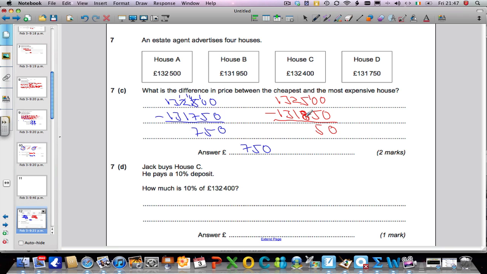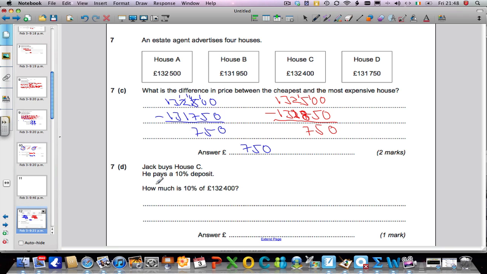Now, 5 take away 8 cannot do, so borrow 1. 15 take away 8 is 7, and I pay it back here. And then you get 2 take away 2 is 0, 3 take away 3 is 0, 1 take away 1 is 0. Same answer. Last one, 7D.